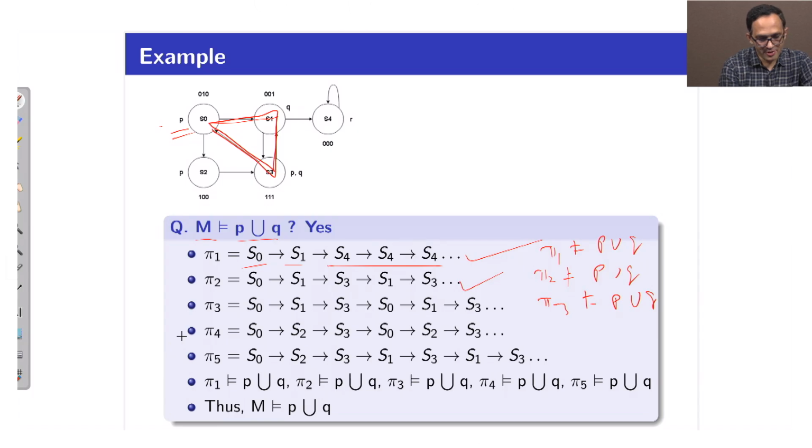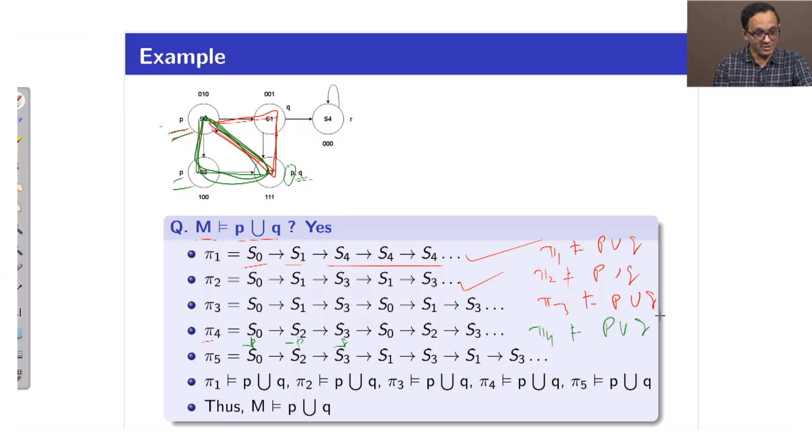Let me take the next path pi 4, which is S0, S2, S3. Maybe I will take a different color. So, it is S0, S2, S3, S0, S2, S3, then it goes back here and it loops in this path. So, in this path P holds here, P holds here, and then Q holds here. P holds here, P holds here, P holds here, Q holds here. So, P until Q holds. Then I will also say pi 4 satisfies P until Q.